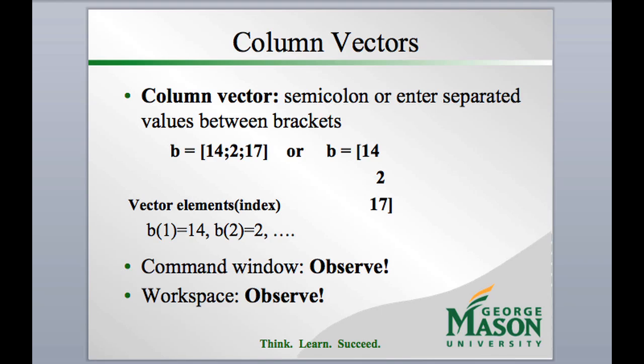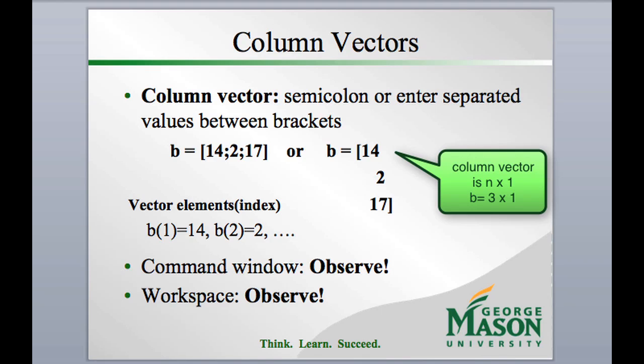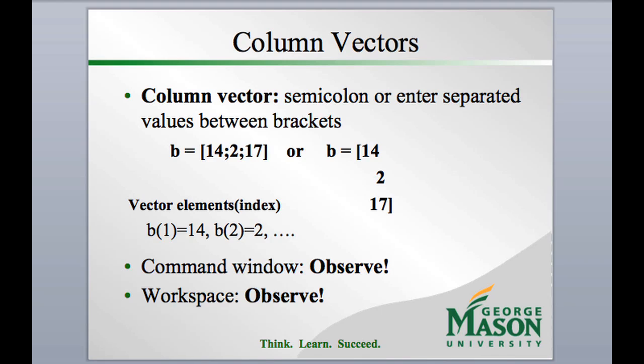A column vector is an n by 1 vector, and it appears in MATLAB as a column of real or complex numbers. For a column vector, you can separate each element by a semicolon or an enter. That's how you would create a column vector versus a row vector.